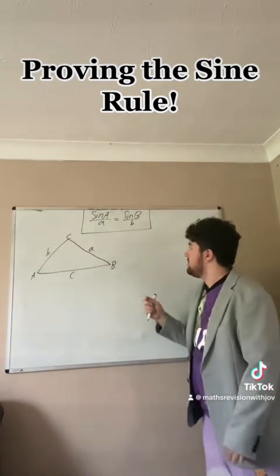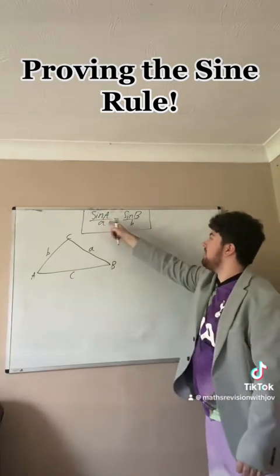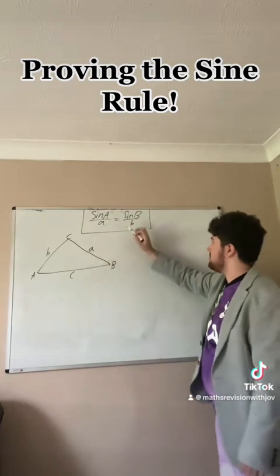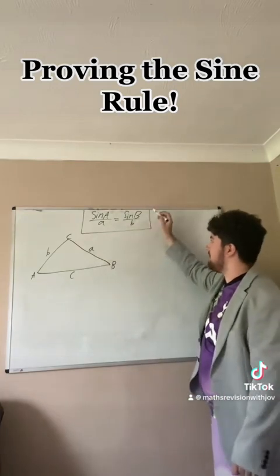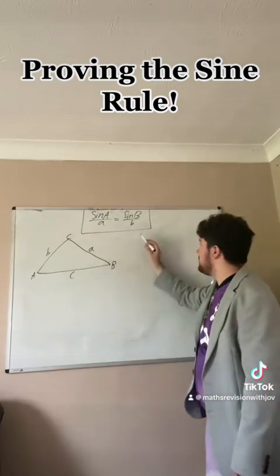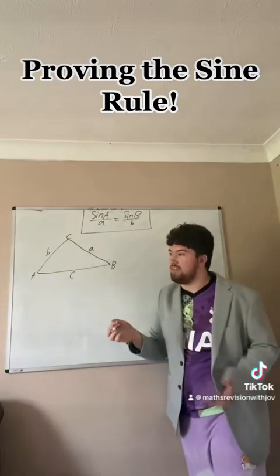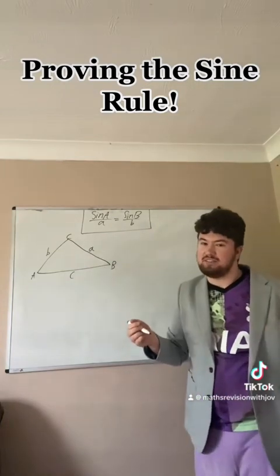And it says that the ratio of the sine of the angle A to A is equal to the ratio of the sine of B, the angle B here, to the length B. But how can we go ahead and prove that? That is what I'm going to be showing you in this video.